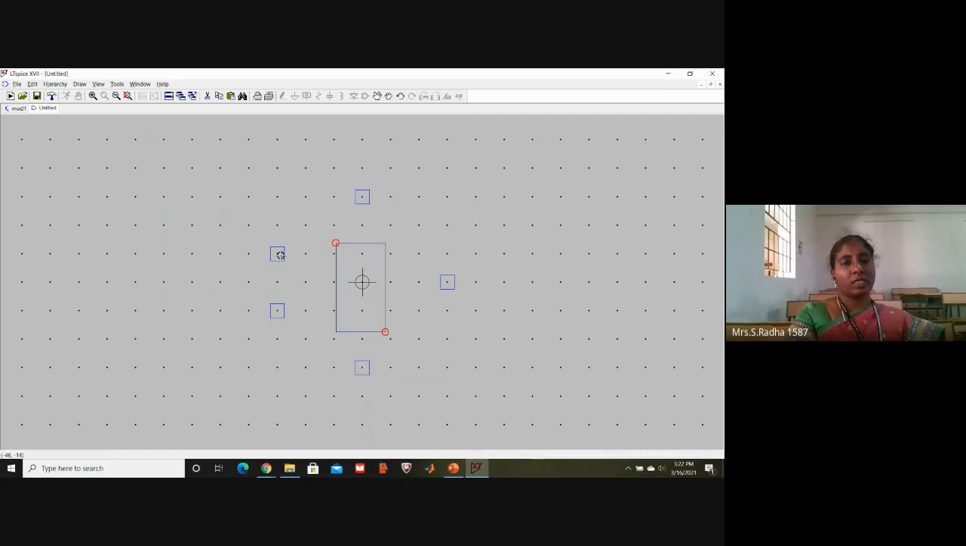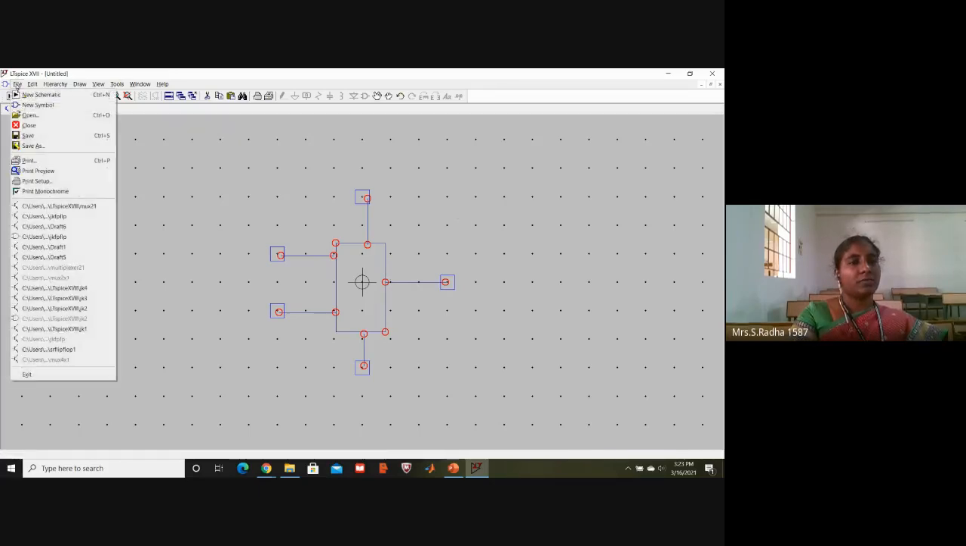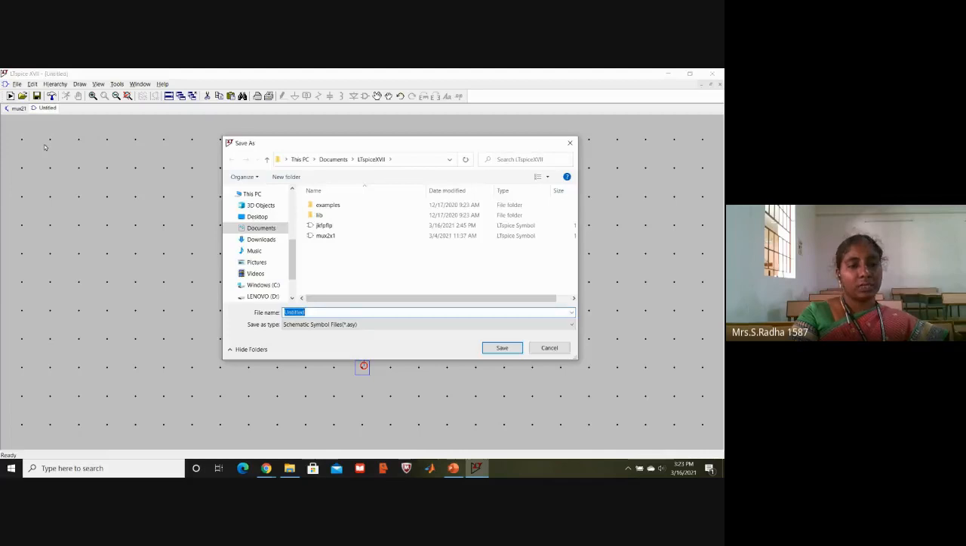Press L for drawing the line. L means line. Escape. Again L. This is D0, D1, two inputs for the 2 by 1 multiplexer. L, and this is S0 selection line, and again L, this is VDD, and again L, this is output, caps output. This is the symbol. What I will do, I have to save it, and with the same name I have to save. Small letter mux21 is the name of schematics. So symbol also with the same name.